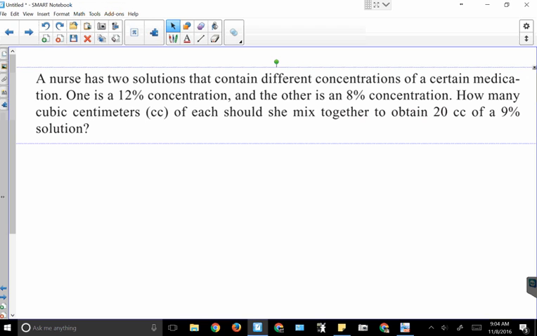I've got two solutions, right? We'll call one solution X, and the other one is going to be solution Y. And how much of those two solutions must I have? Correct. Don't read into things too much. Always look at these and go, okay, what are they talking about? Well, I got two things I got to put together. How much of it do I need? 20 cc's.